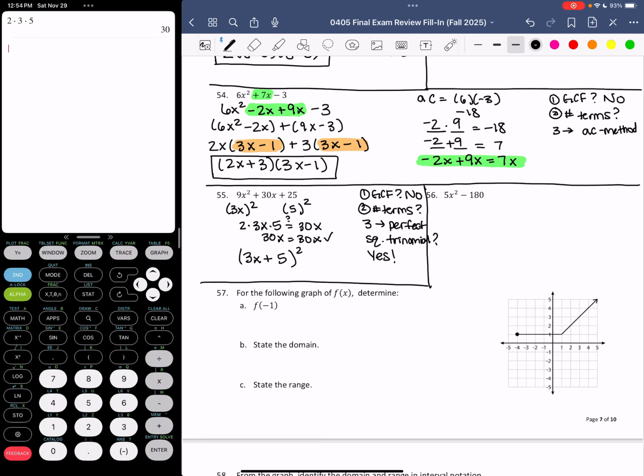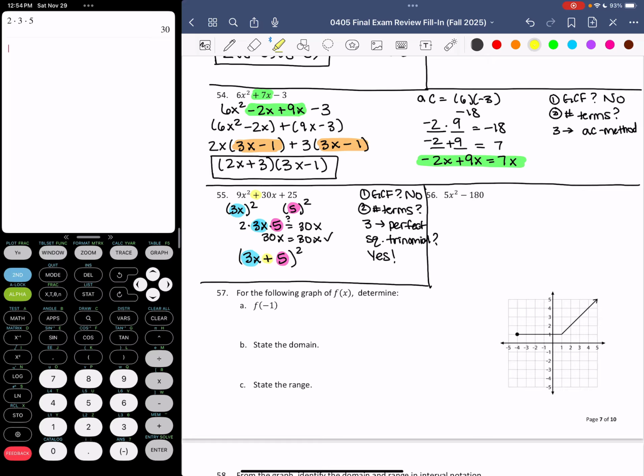Okay, so let me highlight where we went with things. This one goes here and here. This one goes here and here. The sign in the middle goes here. If that had been a minus sign, we would have put a minus sign in the middle.